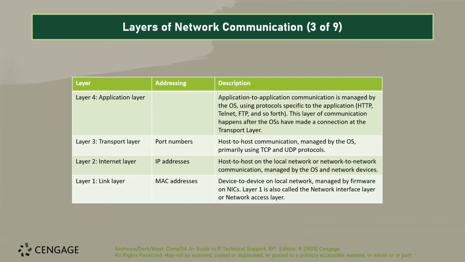MAC addresses deal with device-to-device communication on the local network, what would be considered neighbors or link local. This is managed by the NIC's firmware. The NIC's firmware is embedded software that allows it to interpret different types of transmissions. Layer 1 is also called the network interface layer or network access layer.